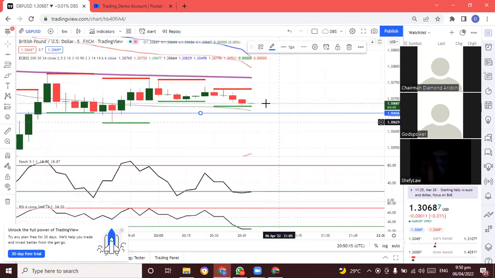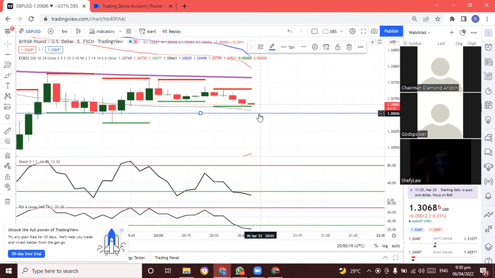Let's wait for this candle to come down to this area. Once it comes down to this area, I will call a trade for you, like buy GBP USD at 656 area. Can you see it? 656 area.